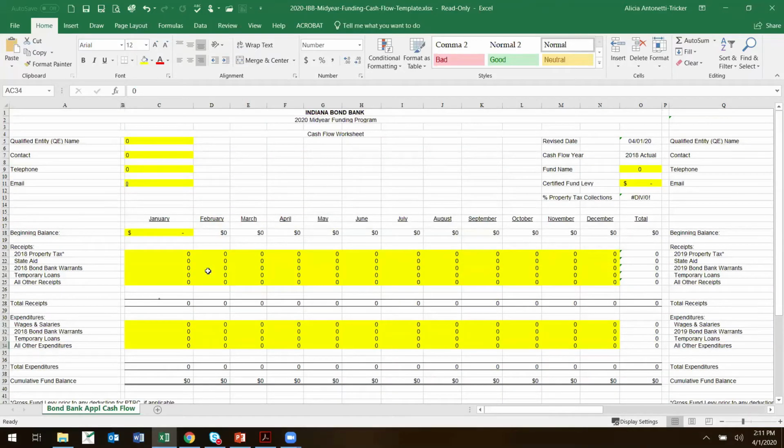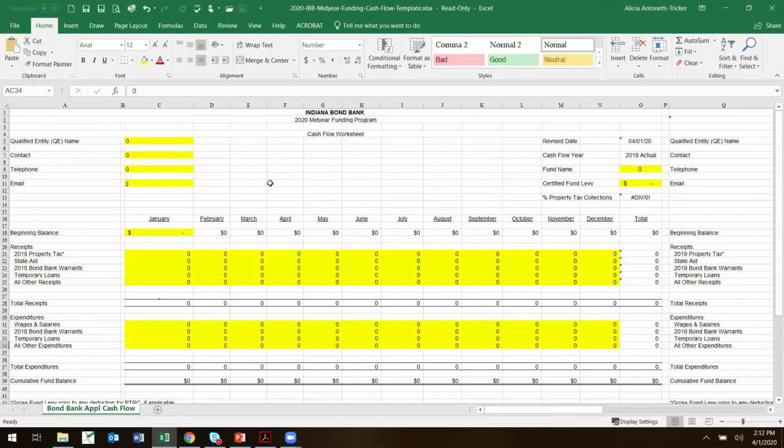If we could scroll up, there we go. So the cash flow itself is for 3 years. What it does is allow us to review and analyze 2 years of your historical data and then a projection of 2020. So what you see here is your 2018. And I would recommend pulling your annual financial report because that's going to have a lot of the information that you need, and that's going to be a good resource as you complete this cash flow.